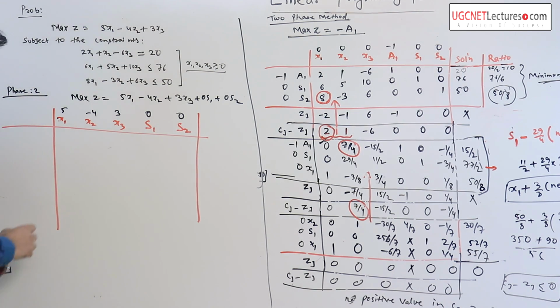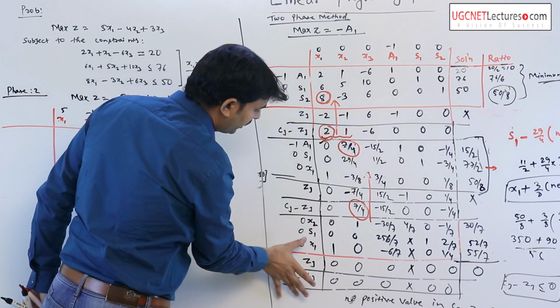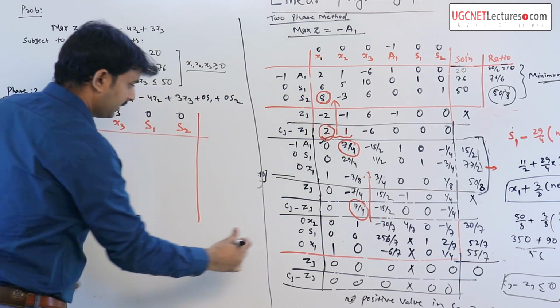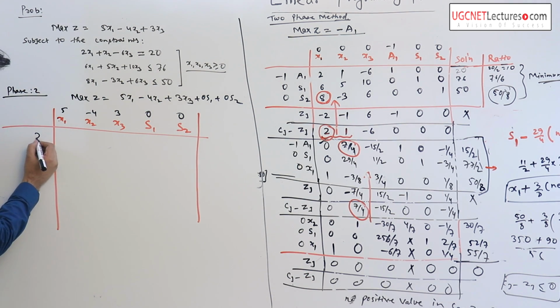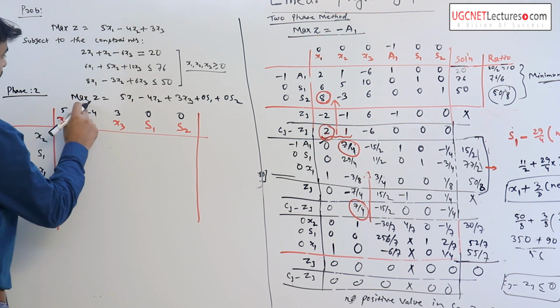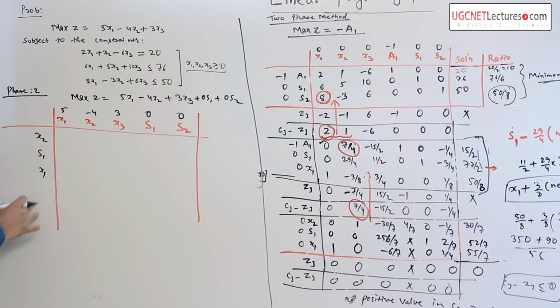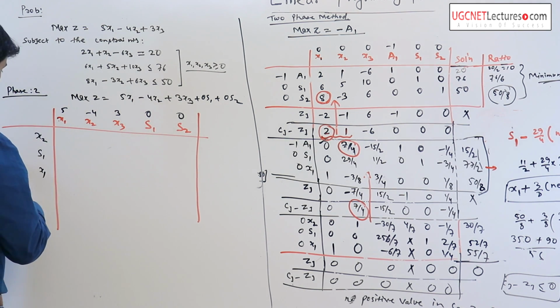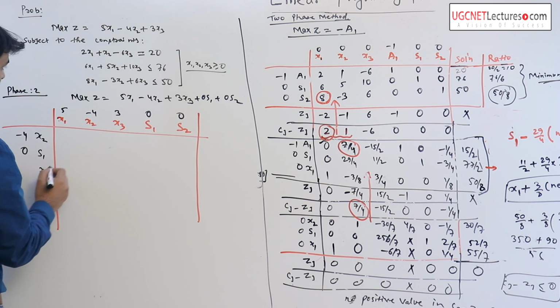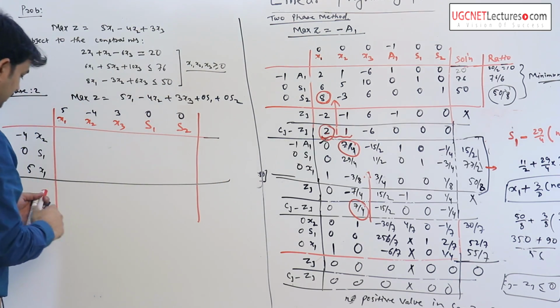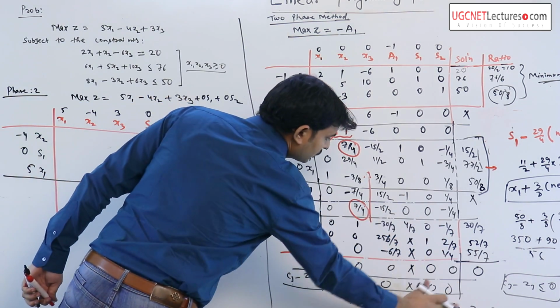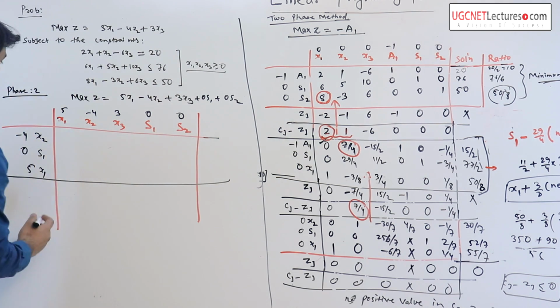Now, which are the basic variables? The basic variables can be taken from the optimal table of phase 1. So x2, s1, x1 are the basic variables for maximizing this problem in the phase 2 method. Now the x2 coefficient is -4, s1 is 0, and x1 is 5. And just copy all the values from the optimal table to the phase 2 table.